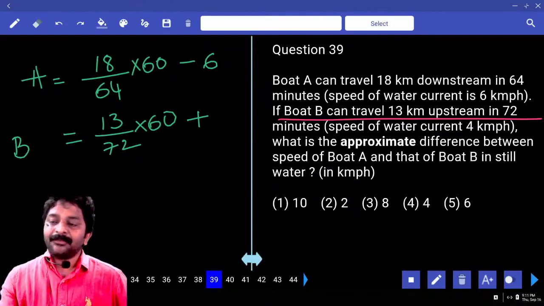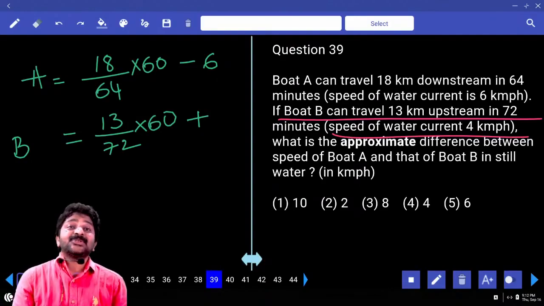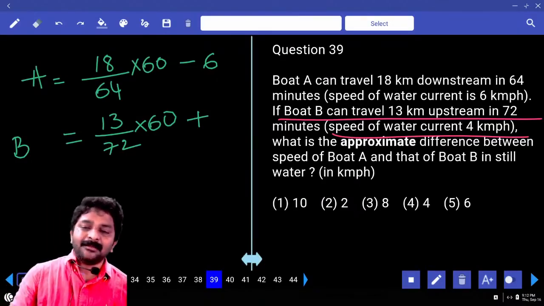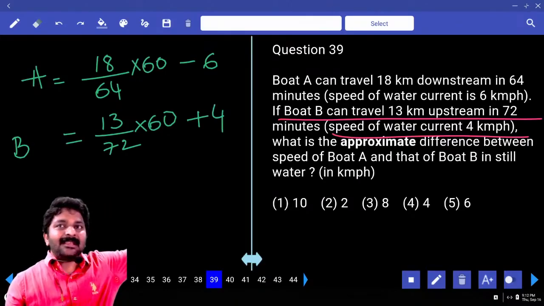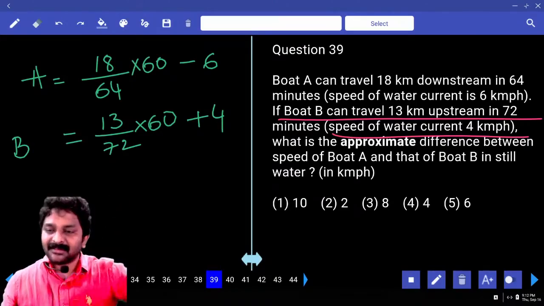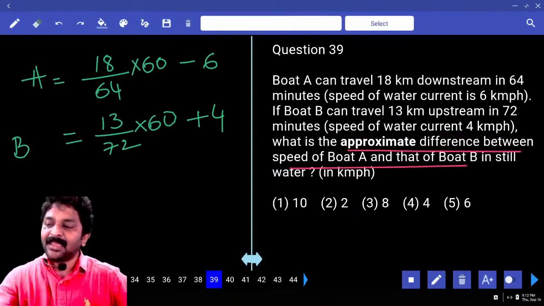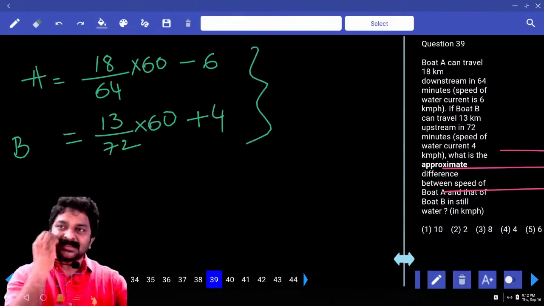Correct. Now for the second case, you are given separately stream speed. Speed of the water current 4 km per hour. So that means you need to add 4. So we are getting boat A speed, boat B speed. Don't calculate. Come to the question. Approximate. What is the approximate difference between speed of A and speed of B in still water? That means difference between these two numbers. That's what we are supposed to calculate.